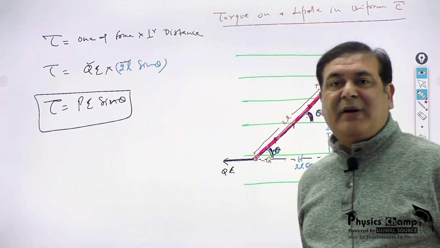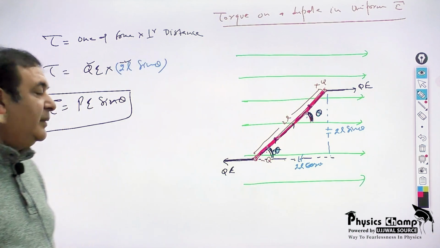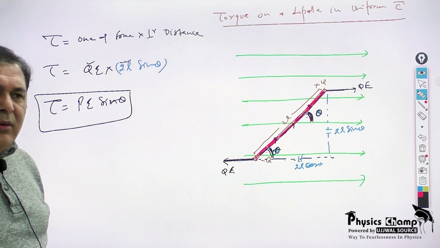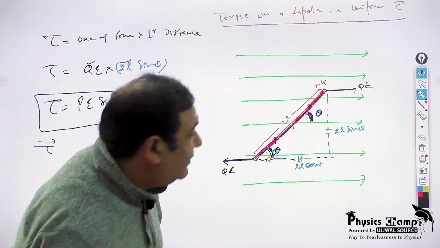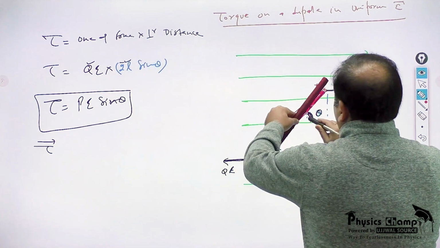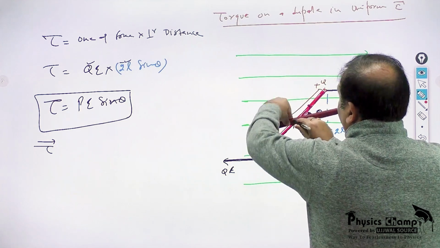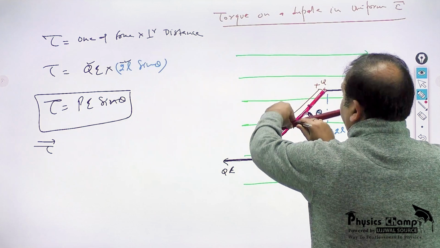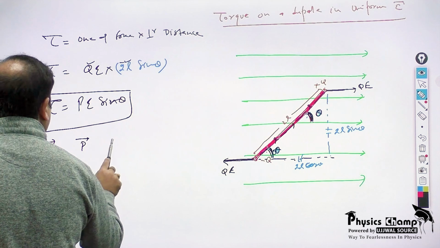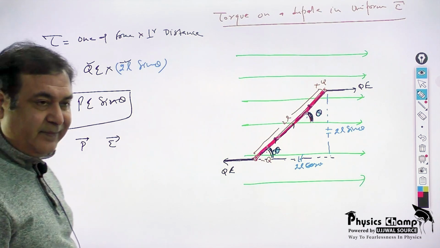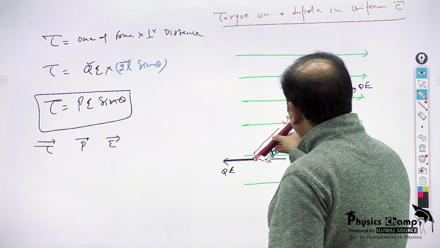P is the dipole moment, E is the uniform electric field, theta is the angle that the dipole is making with the electric field. Now you know torque is a vector quantity which has its direction along the axis of rotation. If it is rotating clockwise, this is the axis of rotation. So torque is a polar vector and it has its direction along the axis of rotation. So torque is one vector, P is another vector and electric field E is another vector. Electric field E is in this direction. Dipole moment P is from negative charge to positive charge.